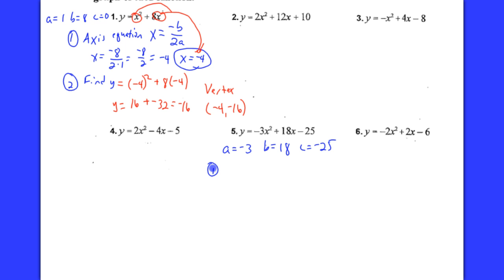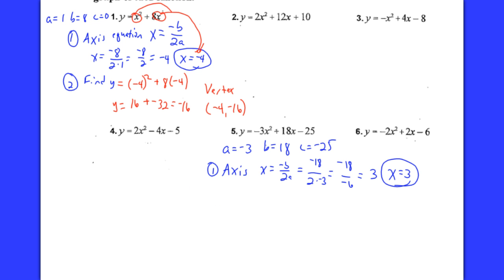The first thing we have to do is find the axis of symmetry equation. That is found by x equals negative b over 2a. So in this case that would be negative 18 over 2 times negative 3. Let's work that out. We have negative 18 divided by negative 6, and that turns out to be positive 3. So that's the axis of symmetry, x equals 3. That's my first answer.